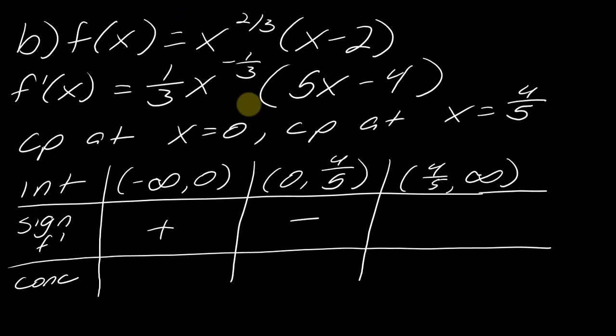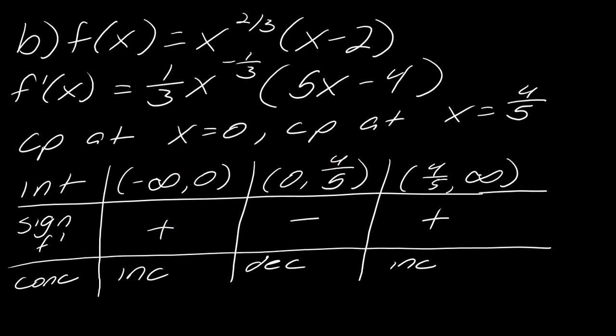And then finally, if I choose a larger number, let's say 1, this will be positive, this will be positive, positive times a positive gives me something positive. So then I've got, this is increasing, this is decreasing, and this is increasing. So here's our answer for part C right here: increasing, decreasing, increasing.